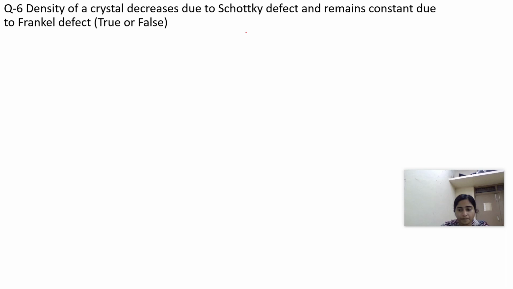But in the case of Frenkel defect, what is Frenkel defect? Frenkel defect consists of a displacement of an atom from the lattice position to some interstitial site. So atoms are not going out of the lattice. It will move to some other interstitial position where there is space. Ultimately the total number of atoms in the lattice is the same, so the density won't change. It will stay constant.